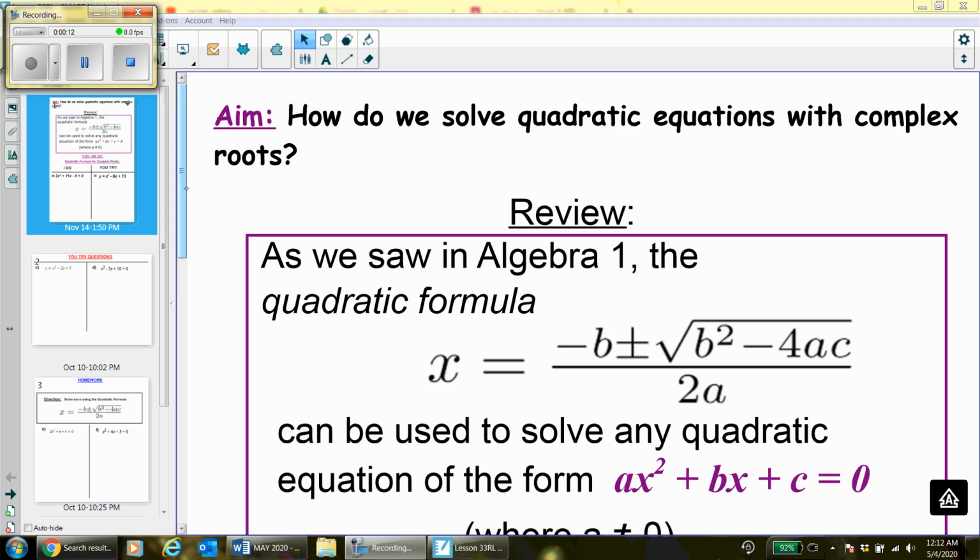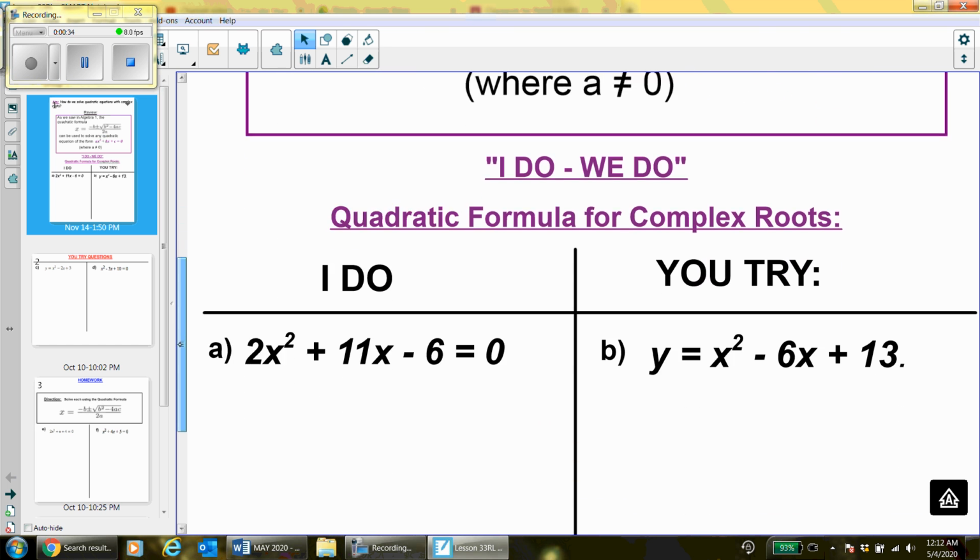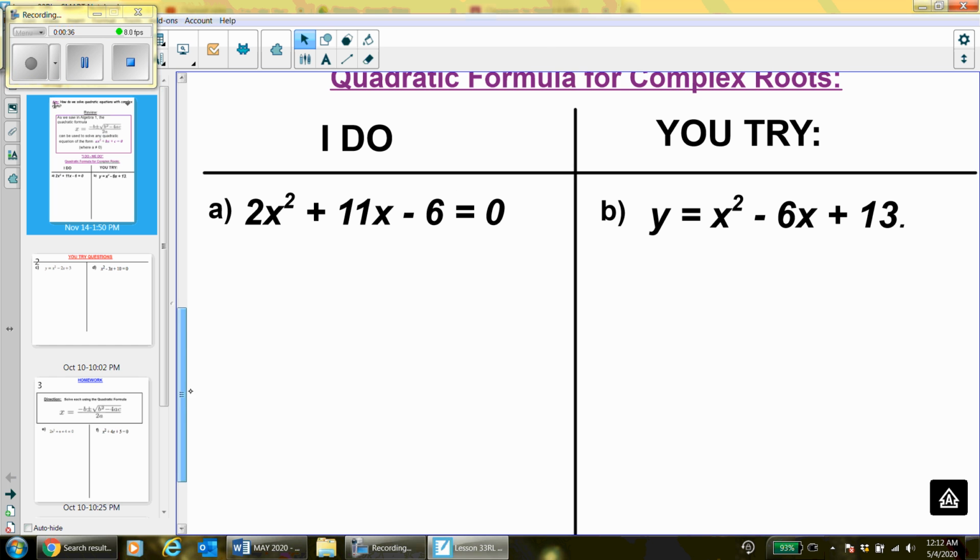All right, so this is a little review. Quadratic formula: x equals negative b plus or minus square root of b squared minus 4ac, all over 2a. That can be used to solve any quadratic equation of the standard form, which is ax squared plus bx plus c equals 0, where a is not equal to 0. All right, so let's get started.